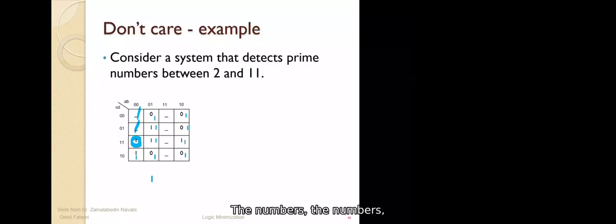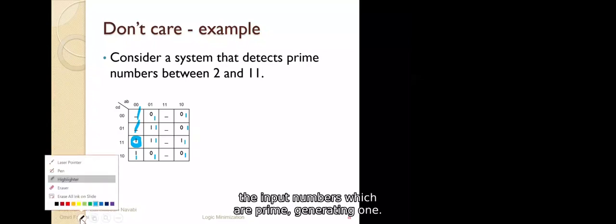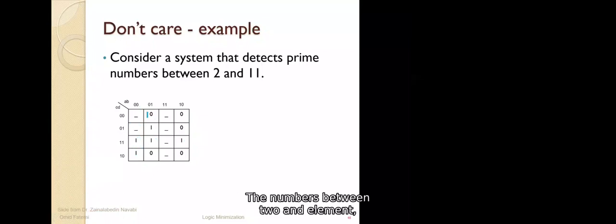The input numbers which are prime generate 1. The numbers between 2 and 11 which are not prime make 0. And the rest, don't care. We don't want them. We just want to calculate this.